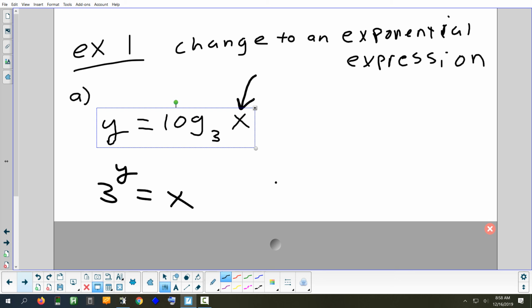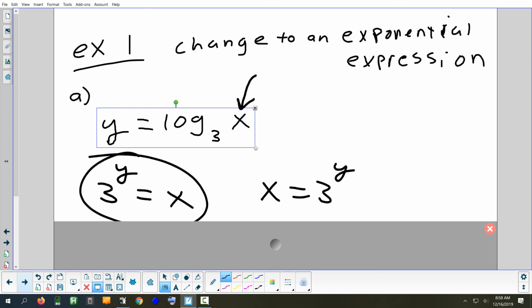Now, some people have said, well, could I do this? What do you think? Yeah, it's the same. Doesn't matter which way you do it. Now, that's it. We're done. There's nothing there to solve. The only way you could solve that is if I said to you what y was. Like if I said y was 2. Then you could do it out. 3 to the second power would give you 9. Okay. But unless you had a little more information, you can't go any further with that.